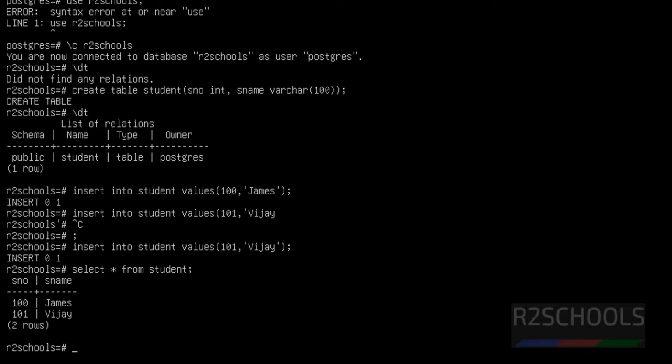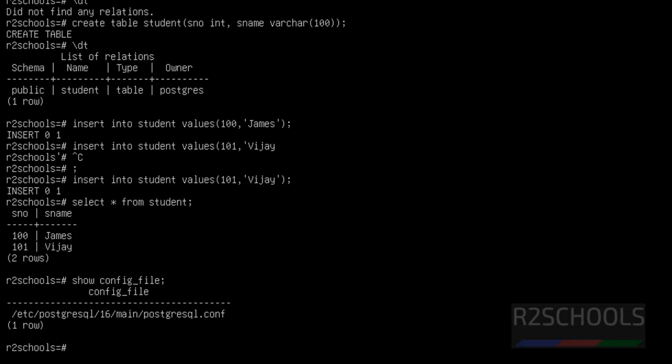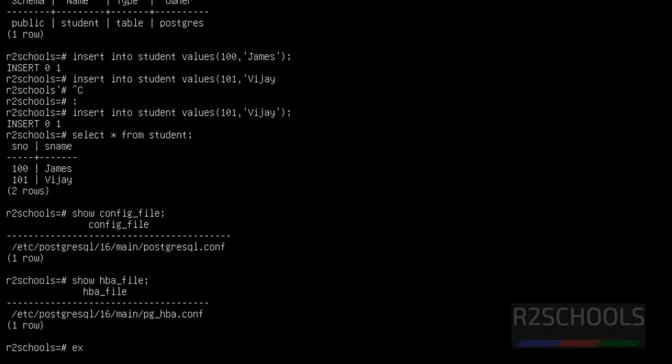If you want to see the PostgreSQL config file location, use SHOW config_file. This is the location, that is /etc/postgresql/16/main/postgresql.conf. In the same way, if you want to find the pg_hba.conf file, use SHOW hba_file. Let us exit.